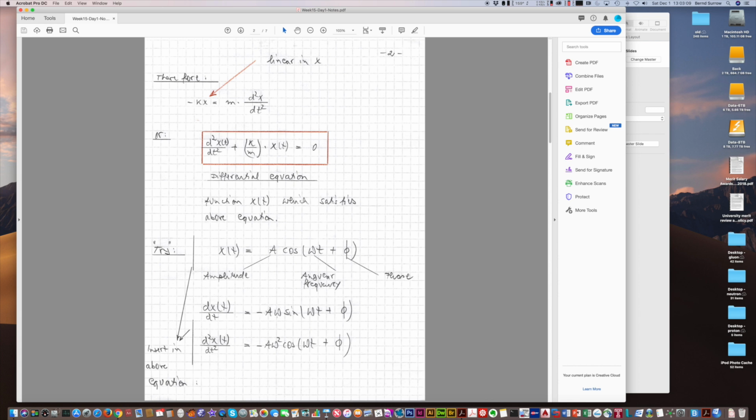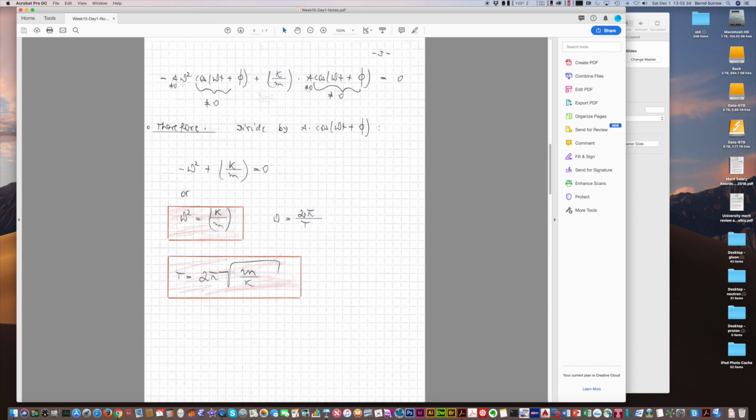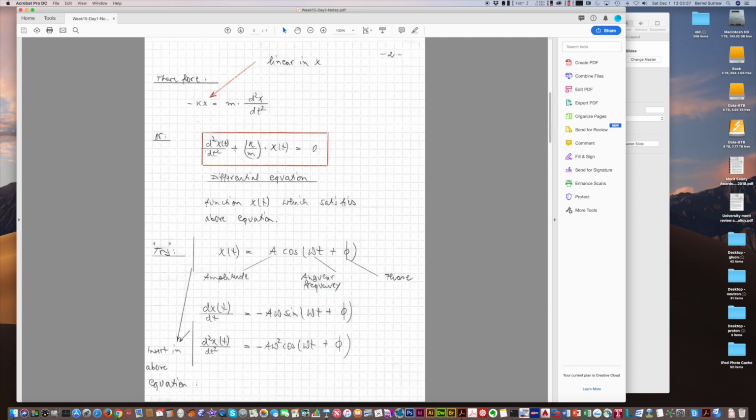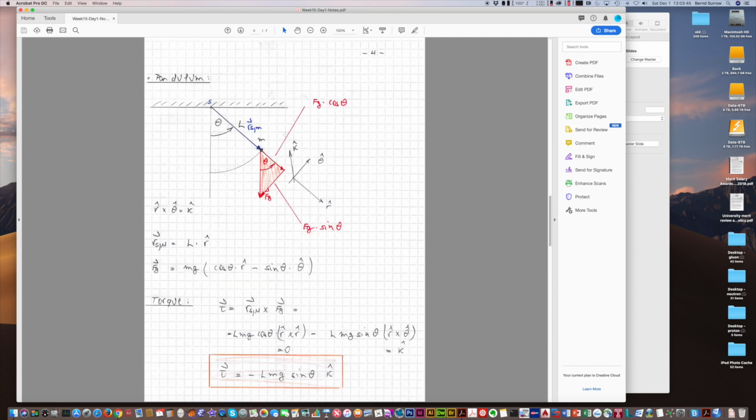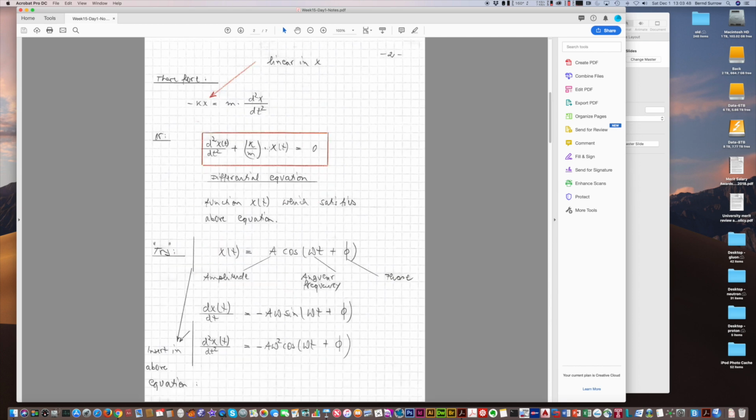And then you calculate the second derivative, which is minus a omega squared, sine goes to cosine, omega t plus phi. If you now insert this second derivative and x of t in here, you can immediately see that a cosine omega t plus phi cancels out. And this is what is shown here now. So you insert on the left hand side minus a omega squared cosine omega t, that's what you have here, plus k over m times x, which is a cosine omega t plus phi, which you see here. That equals 0.